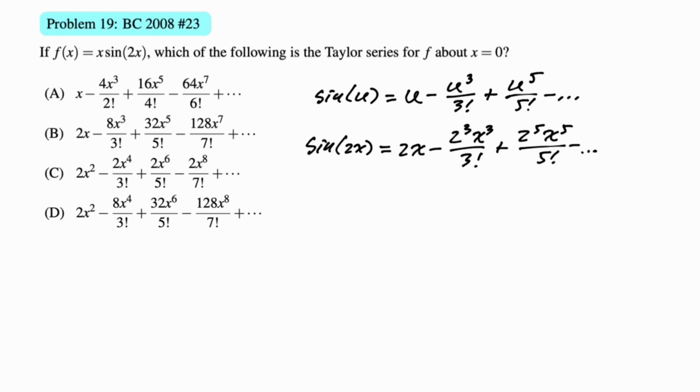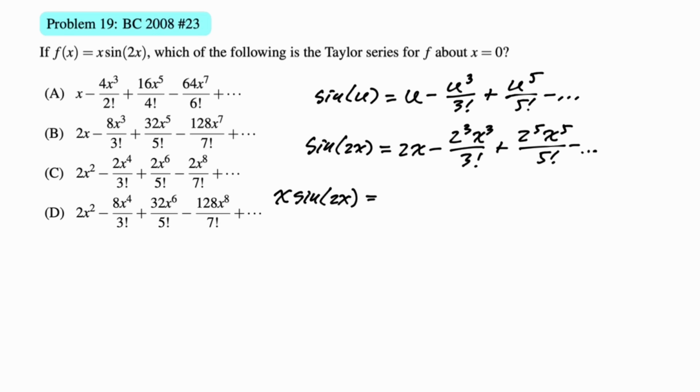So I now have sine of 2x is 2x minus 2 cubed x cubed over 3 factorial, and then 2 to the 5th x to the 5th over 5 factorial. Now I'm going to take this series, take everything I see, and just multiply it by x. So the impact that has on the series is that all the exponents go up by 1.